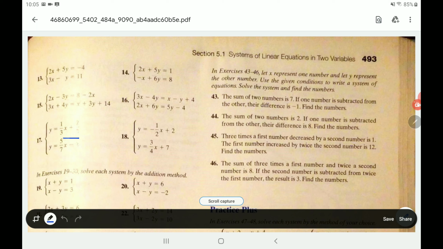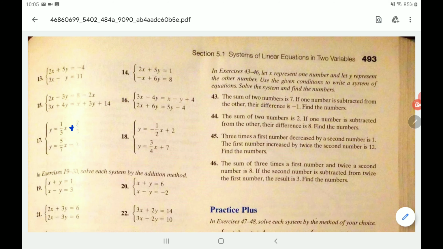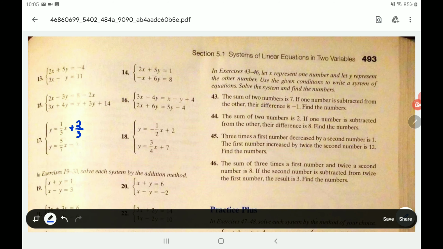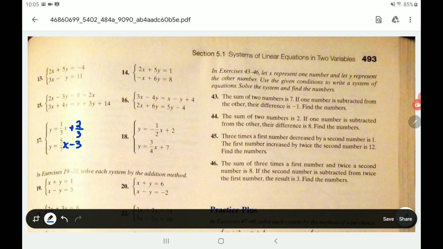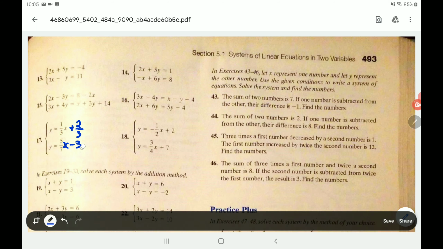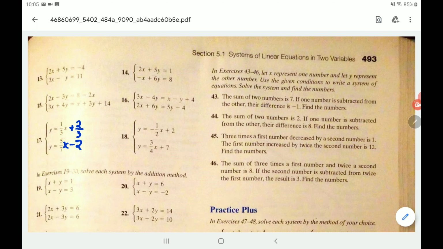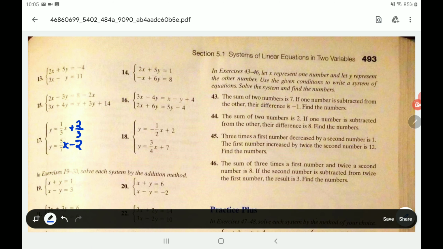Now here, this one's really blurry, so I'm going to write this out. This says 1/3 x plus 2/3. And the bottom one says 5/7x minus 3. Nope, minus 2. Let me erase that. So minus 2. I think everything else is pretty clear. Just those three were really hard to see.